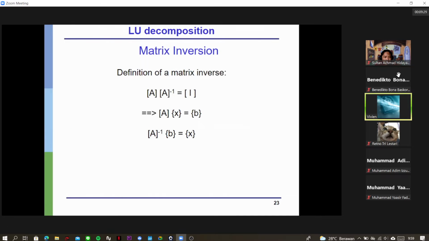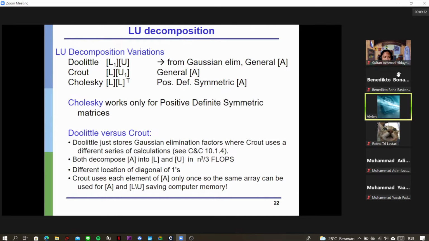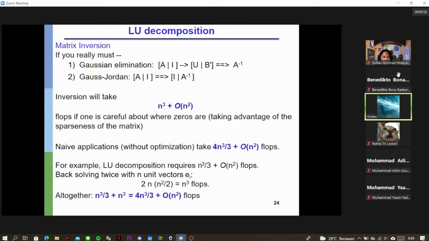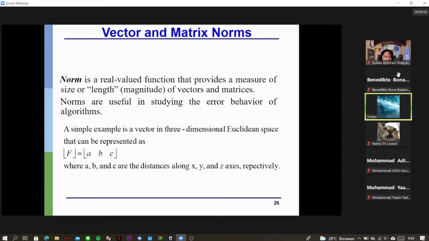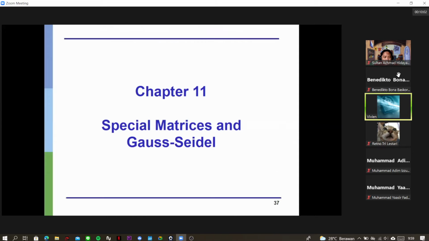We also discussed several variations of the LU decomposition, in which we have Doolittle, Crout, and Cholesky. This is a further improvement, but we will not discuss it in detail. We will limit ourselves to LU decomposition. Okay, so now we continue. I think we've studied vectors and norms as well, yeah? Okay, so now we will continue to chapter 11, which is about special matrices and Gauss-Seidel.